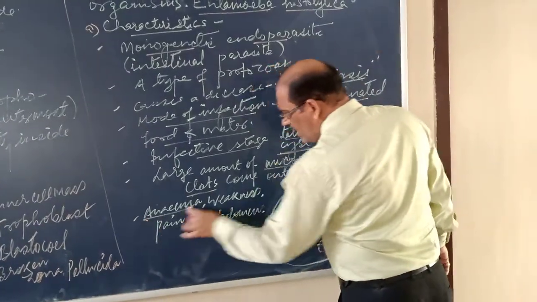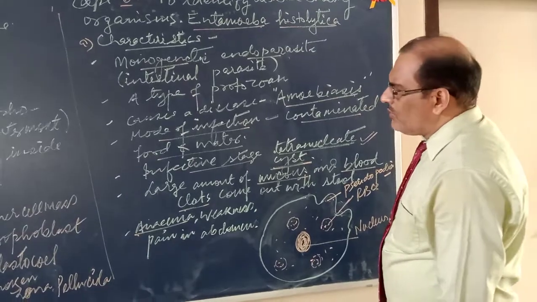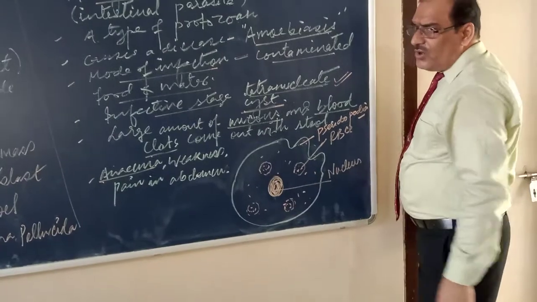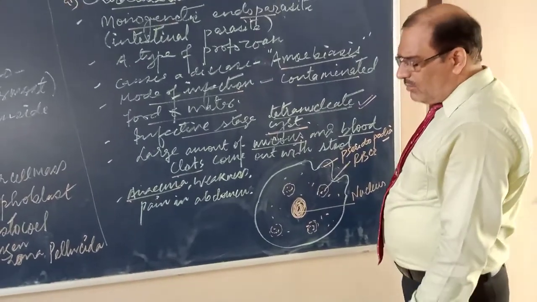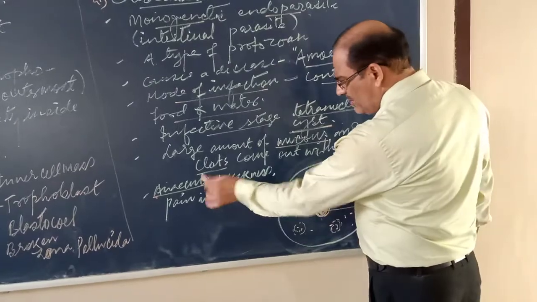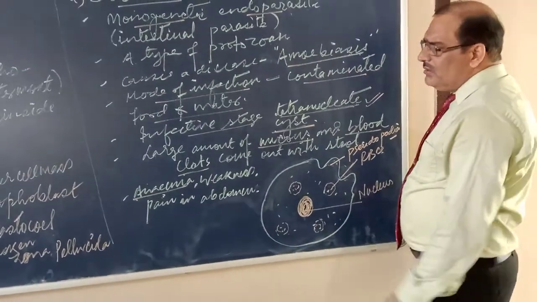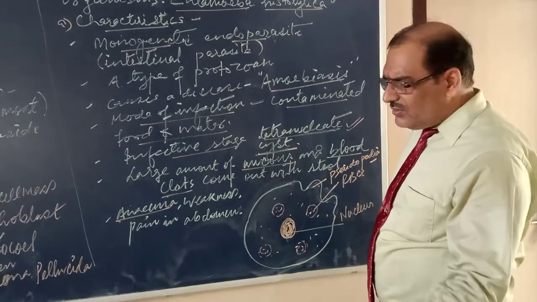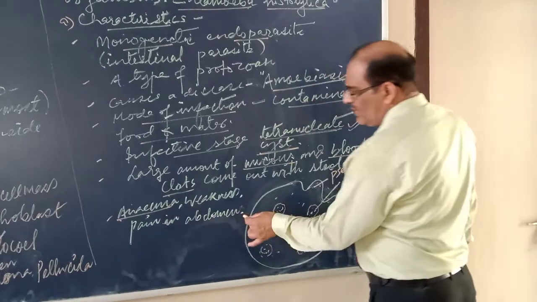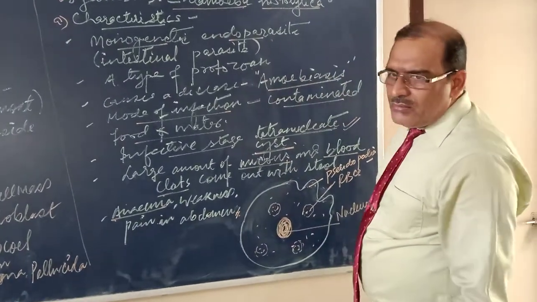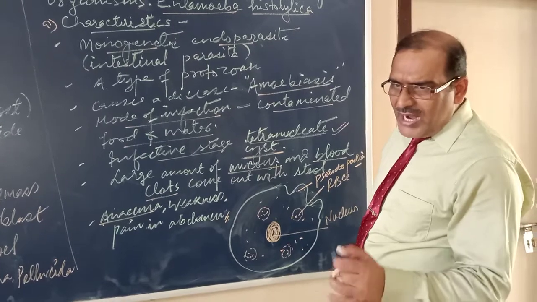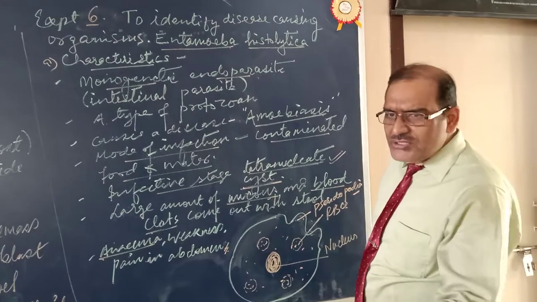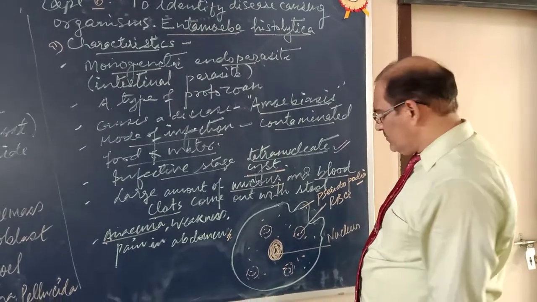Other symptoms are anemia because of the loss of RBCs, as this parasite feeds on RBCs, our blood. Hence this causes anemia. Weakness because of poor oxygen supply: if the RBC number decreases, there is poor oxygen supply, which causes weakness. Pain in the abdomen and mild fever. If prolonged, it may cause pain in the joints.